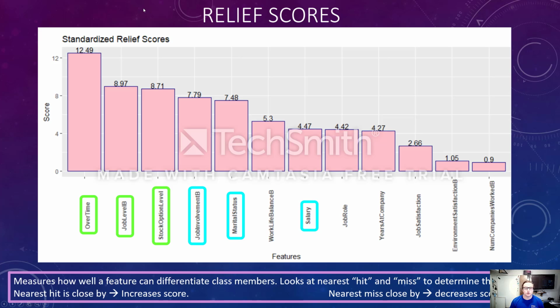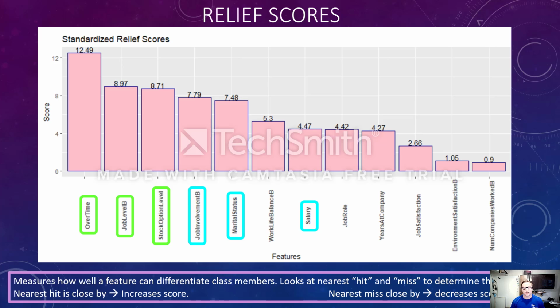So our first filter-based method is the relief score. What the relief score measures is a distance between the classes, so between attrition and non-attrition, within a particular feature space. The way the algorithm does this is that it first randomly samples an observation and checks what class it's in. Next, it finds the closest hit and the closest miss. The closest hit is the closest observation of the same class, and the closest miss is the closest observation of the opposite class.